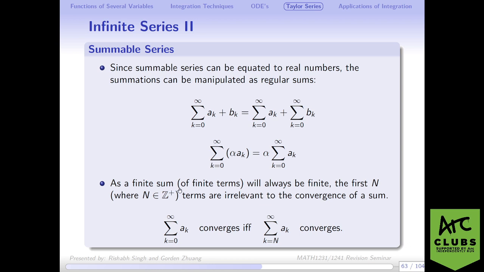And since a finite sum will always be finite, we can always cut off a section of the sum, and that won't change whether the sum converges or not. So if we have a sum from 0 to infinity, it will converge if and only if the sum from any value n to infinity converges. Because the difference between these two is the sum from 0 to n, and that doesn't change whether the sum converges or not.